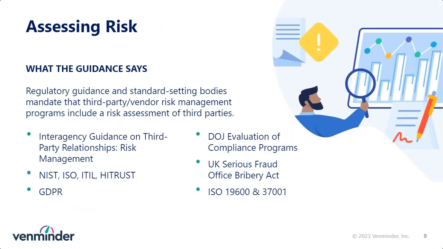Now, if you're in a regulated industry, there are plenty of regulations. The guidance says that you have to do some risk assessment and identify those critical vendors. Most recently, the Interagency Guidance on Third-Party Relationships came out just earlier in June. There are also standards like NIST, ISO, and HITRUST that require it. So it is a regulatory requirement, but it's also a best practice.